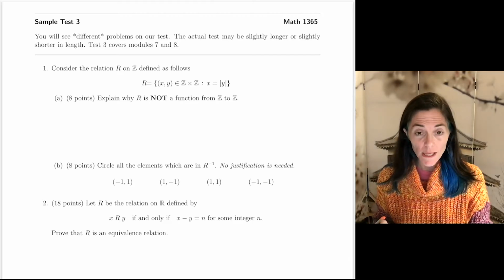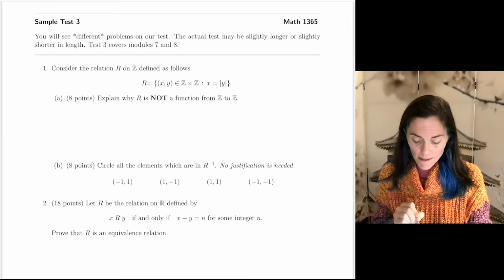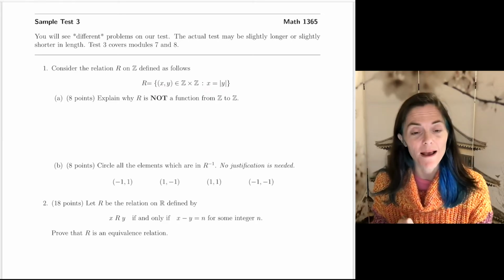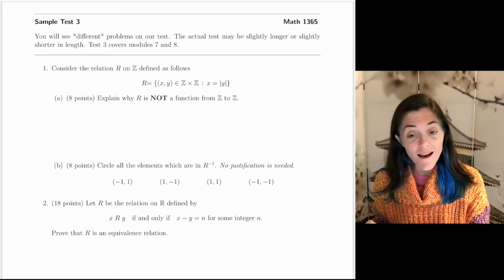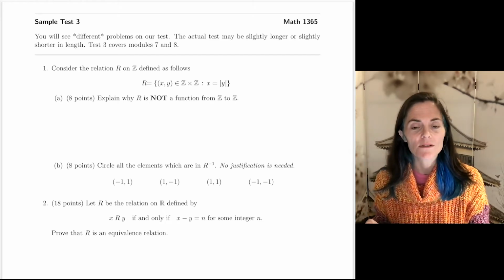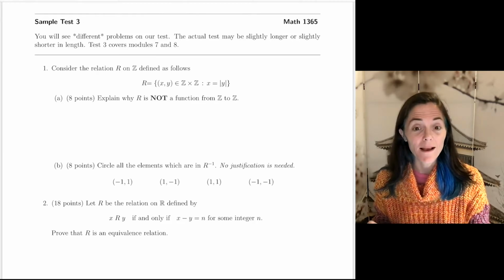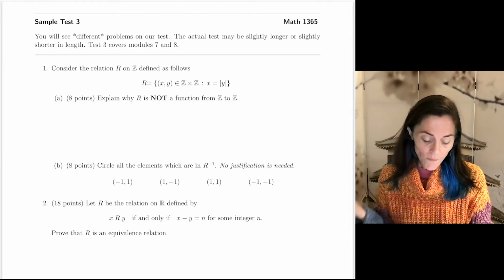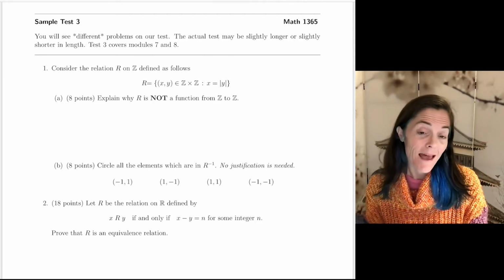We consider the relation R on the integers where x y is in R provided x is the absolute value of y. And we have two parts here. The first one, we want to explain why R is not a function from Z to Z. So let's talk about what it means to be a function. That can help us answer why R is not. So first of all, a function is a relation fundamentally, and that is okay.